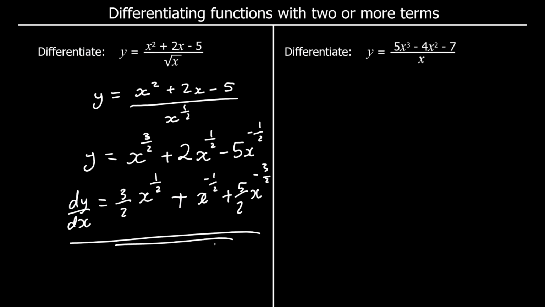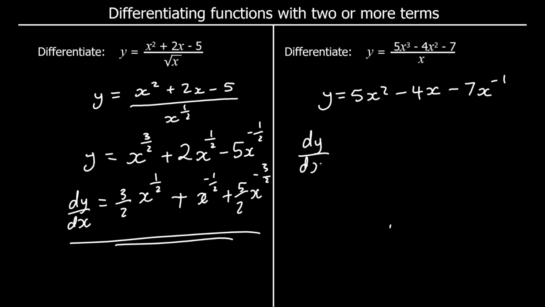So again, we need to divide through by x to get rid of the fraction. So 5x cubed over x is 5x squared. Negative 4x squared over x is negative 4x. And negative 7 over x is negative 7x to the power of negative 1.